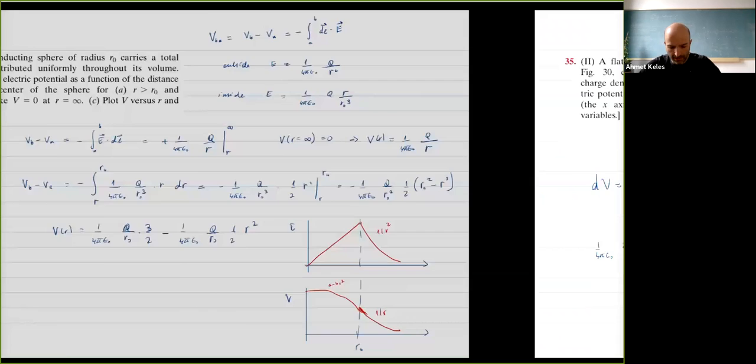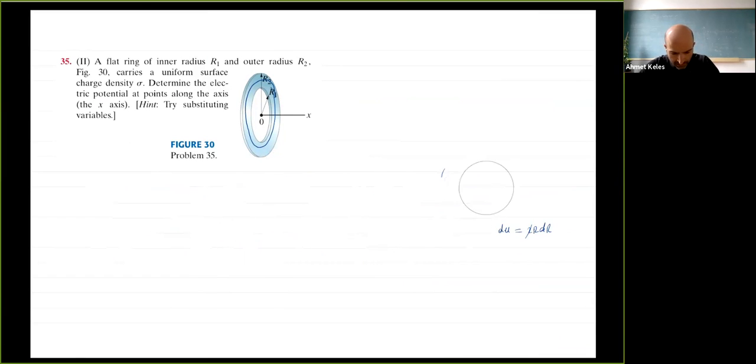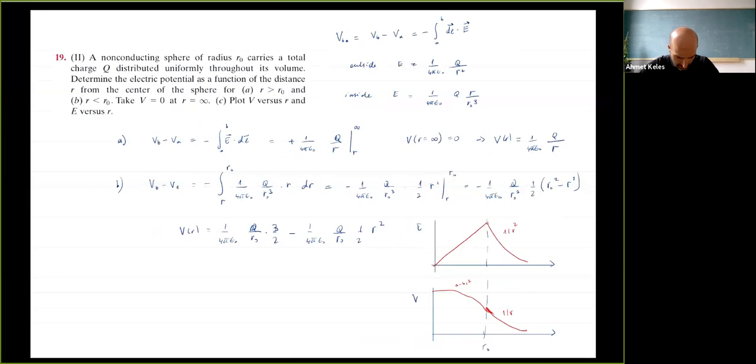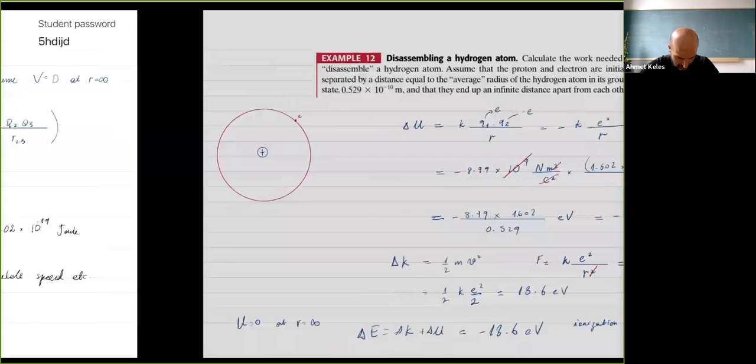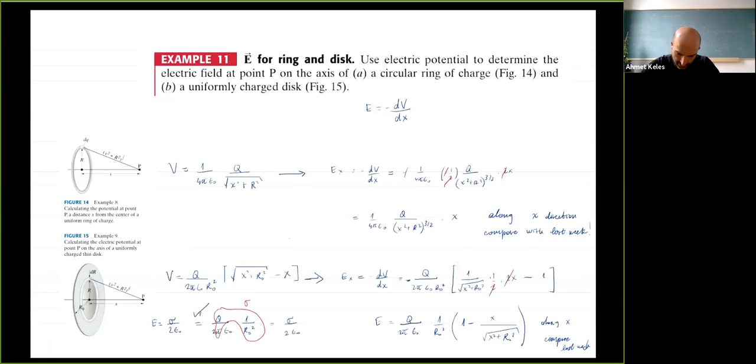All right, next question. A flat ring of inner radius R1 and outer radius R2 in the figure carries a uniform surface charge density sigma. Determine the electric potential at points along the axis. So we can probably use our result from the ring. Does anybody remember the ring? Let's check it. I think it's somewhere over here. Okay, here I just copy.